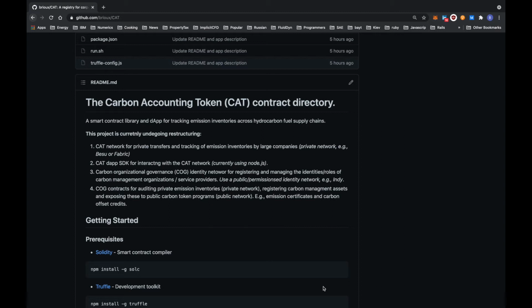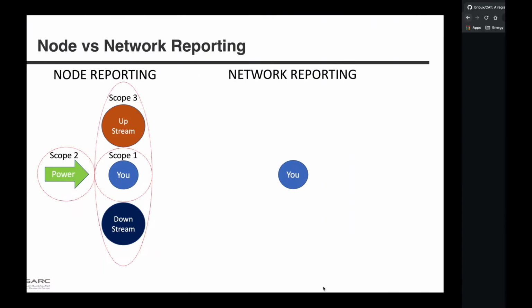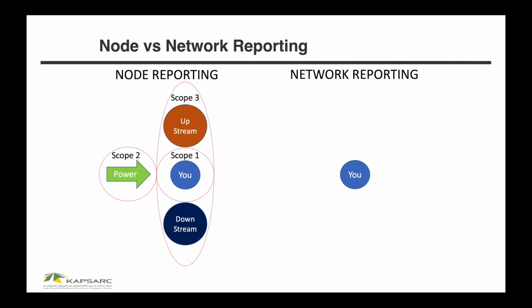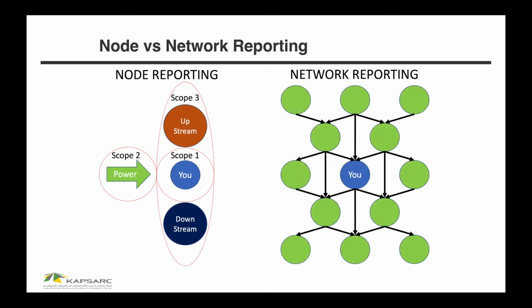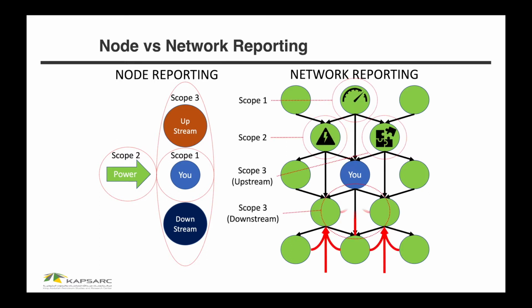Hi, my name's Bertrand, and I'll be talking about the Carbon Accounting Token, or CAT, project that I've been working on. This is a smart contract library, a decentralized application for tracking carbon emission inventories across organizations in a fuel supply chain. The role of the CAT network is to take organizational reporting at the node level, cast them into a network reporting approach, where multiple organizations can exchange information on their emission inventories across a supply chain.